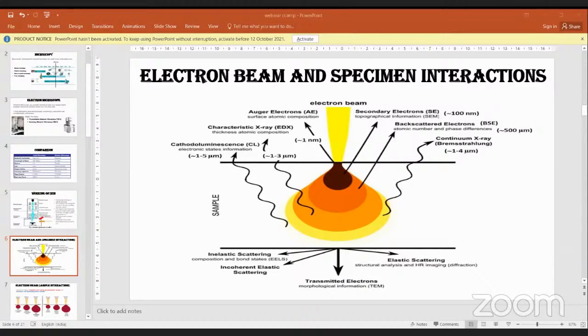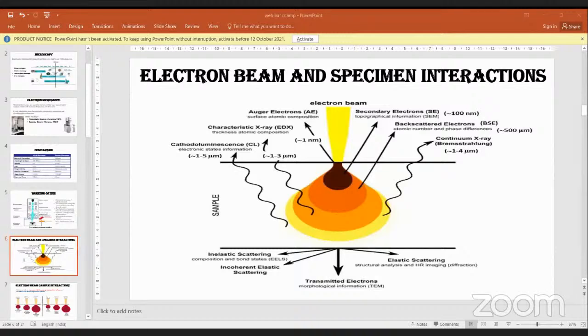For high resolution images, you have to use a small probe size and low probe current. There should be no vibration, and you have to work with a very short working distance. And you can use high brightness for this. These are the conditions for high resolution imaging.